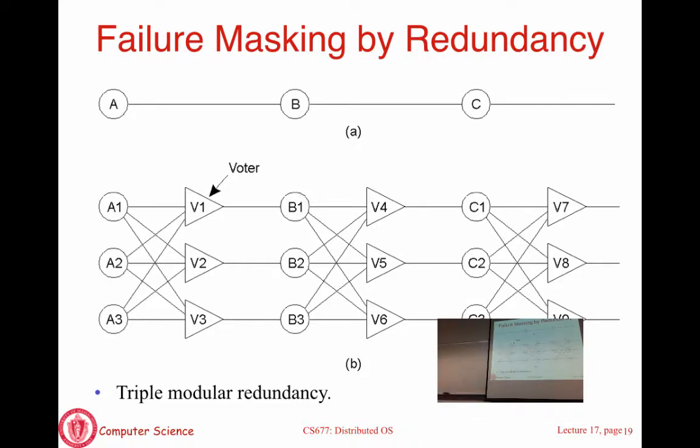Is that clear? So this is referred to as triple modular redundancy. There are 3 levels of redundancy. We made 3 copies of every component in your system. Every input and output were fed to multiple copies so that no matter what fails in the system, the circuit as a whole continues to function.